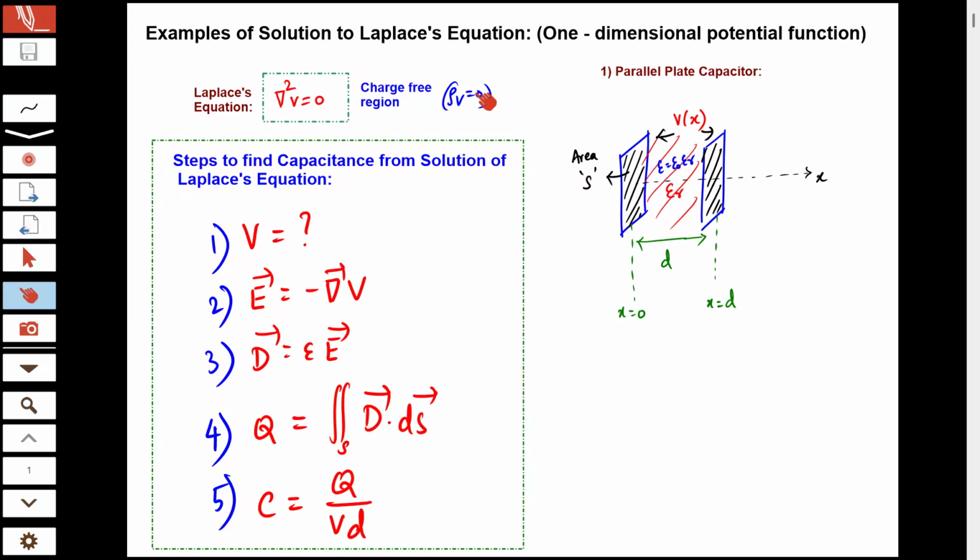Hello everyone. In this video, we are going to look at the examples of solution to Laplace equation for one-dimensional potential function. We know Laplace equation is applicable for a charge-free region. Here, if the charge-free region is considered, its volume charge density is 0 and thereby del square V equals 0. This becomes the Laplace equation.